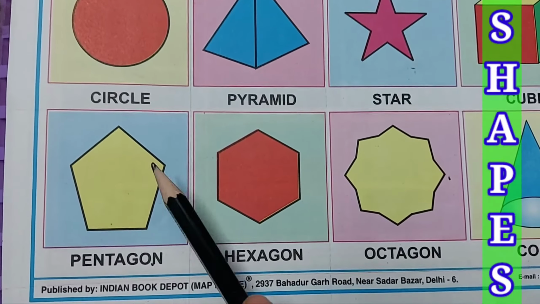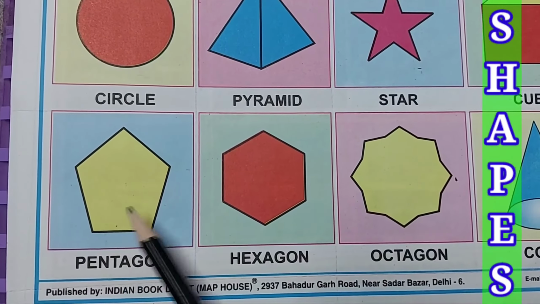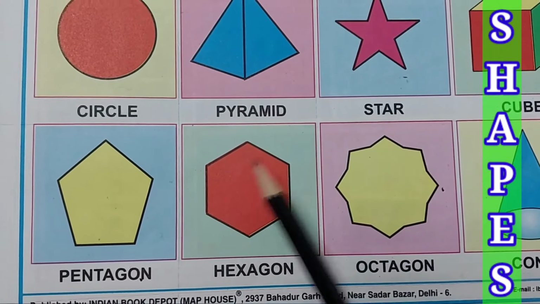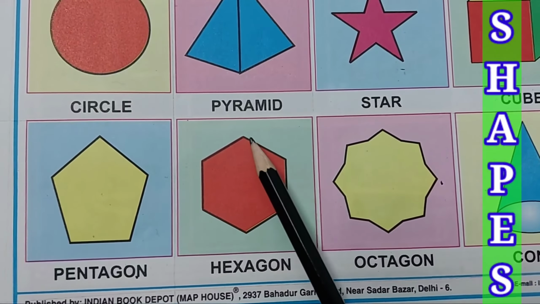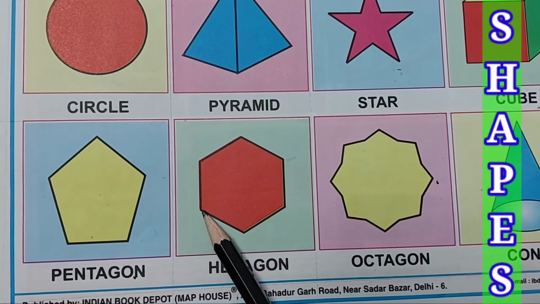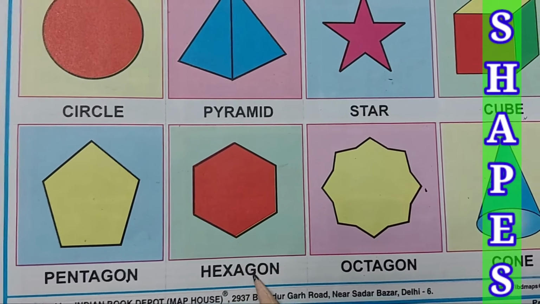This is a pentagon. A pentagon has 1, 2, 3, 4, 5 corners. That's why we are calling it a pentagon. Hexagon. A hexagon has 6 corners: 1, 2, 3, 4, 5 and 6. So this is called a hexagon.